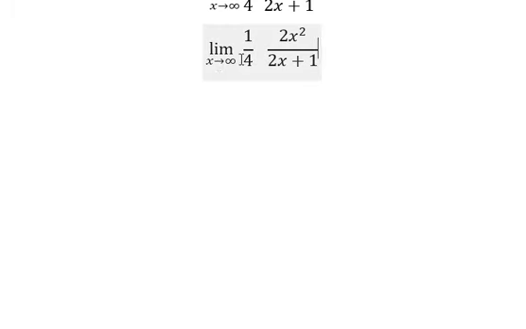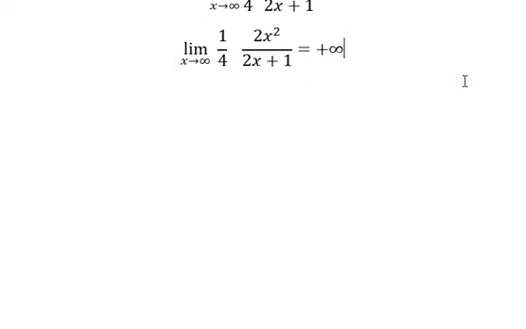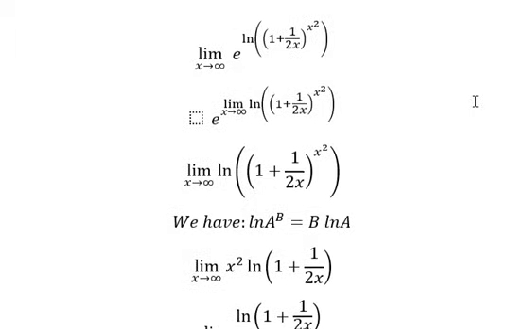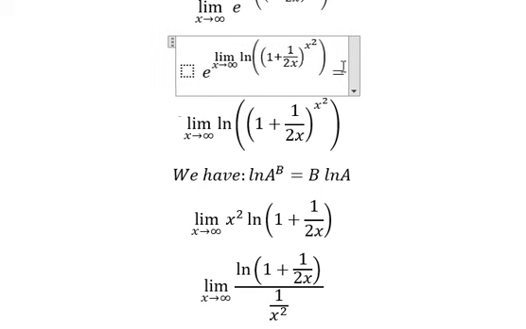So we can see that this one we have the highest power than this one. That means when s approaches positive infinity, this one will go to positive infinity. That means this one will go to positive infinity.